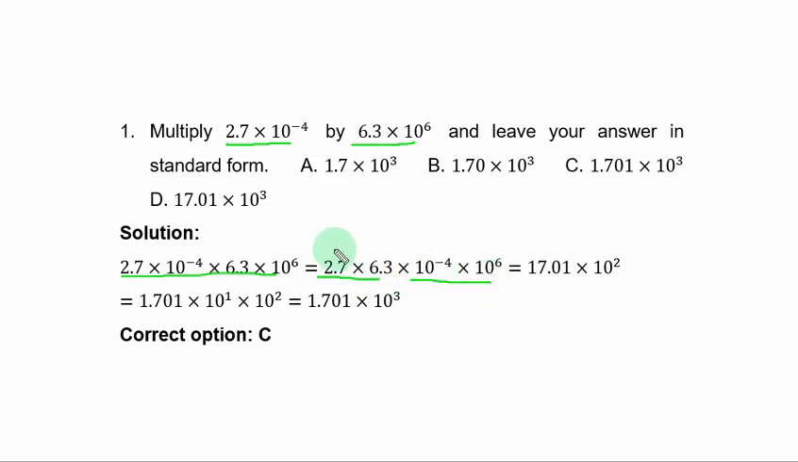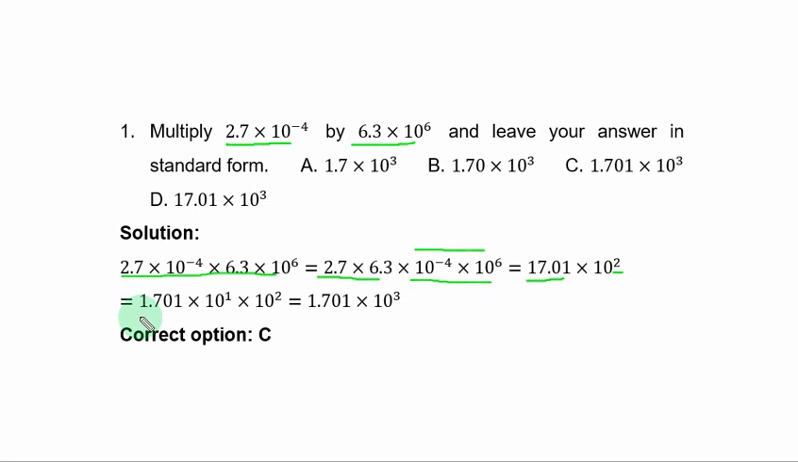If you multiply 2.7 by 6.3, you have 17.01. By the multiplication law of indices, when numbers with the same base are multiplied, their powers are added. So minus 4 plus 6 is plus 2. In standard form, the decimal point is always between the first two non-zero numbers, that is between 1 and 7.